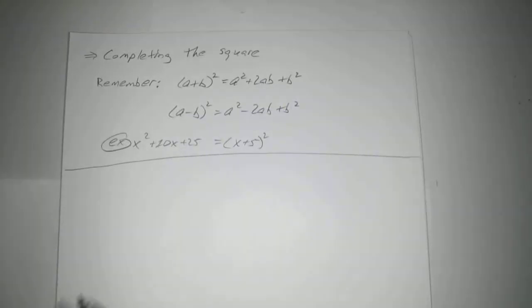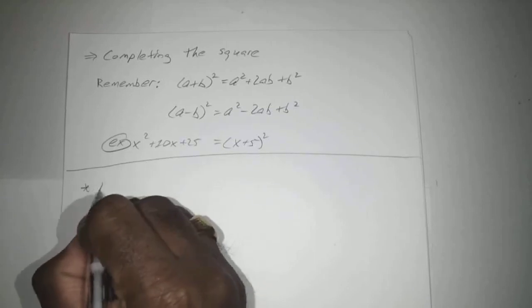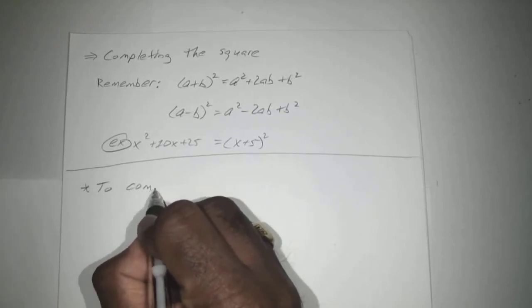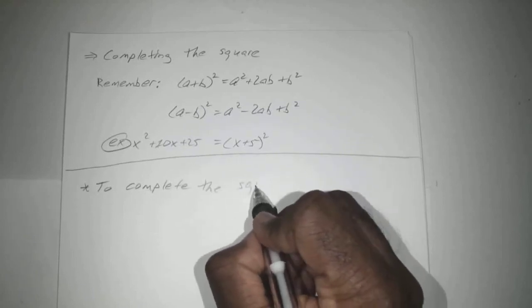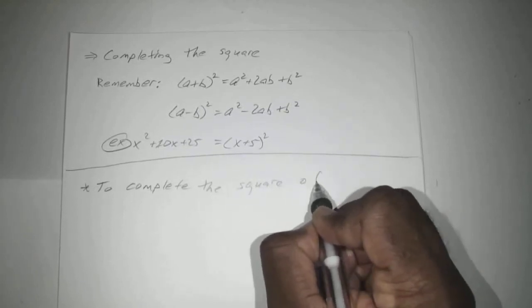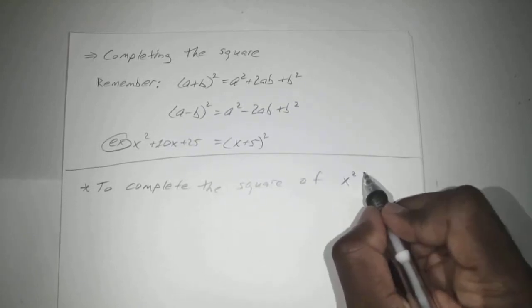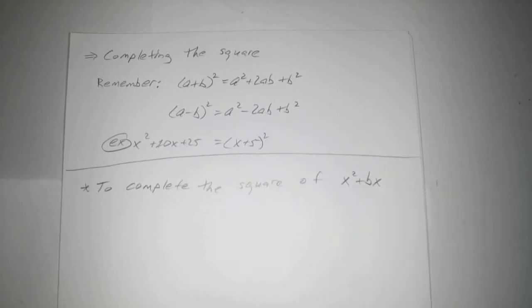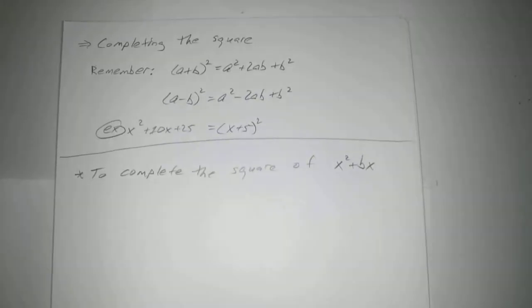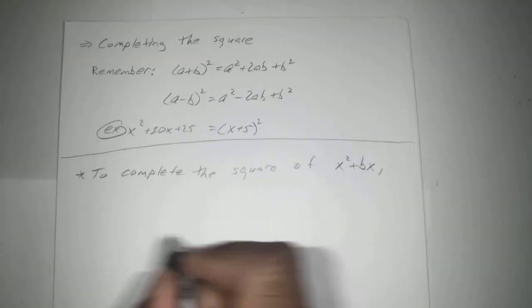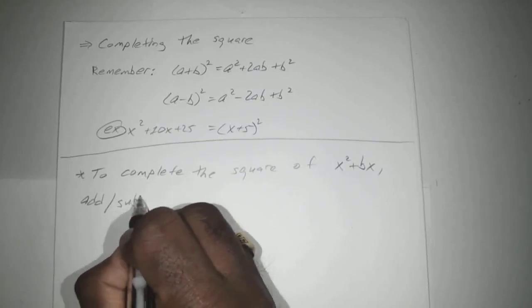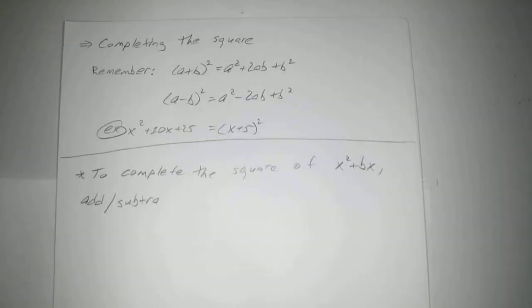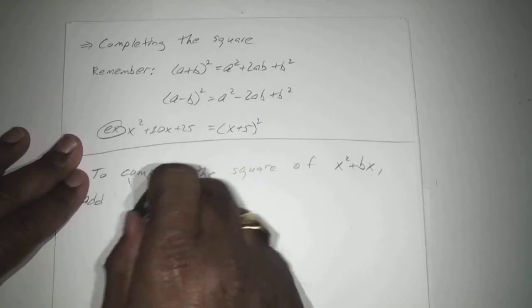Now to be completing the square formula, to complete the square of, let's say, x squared plus bx, just those two terms, you want to turn that into a perfect square trinomial. Then you want to add and subtract.